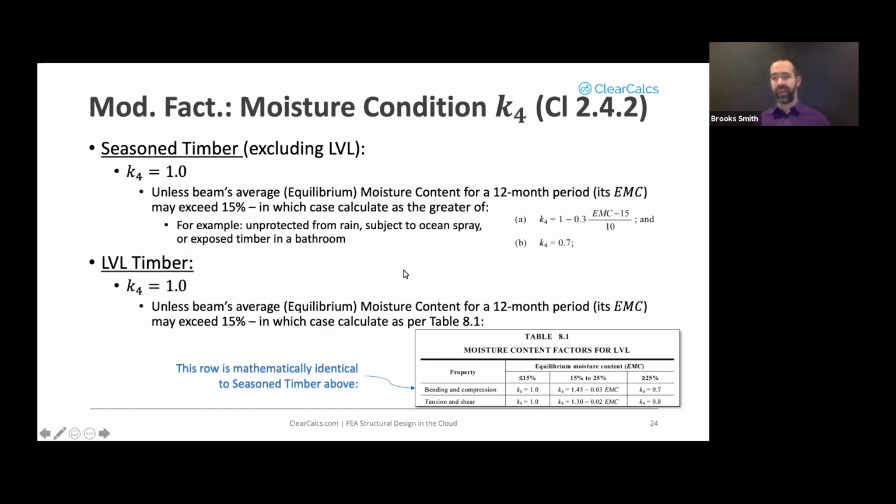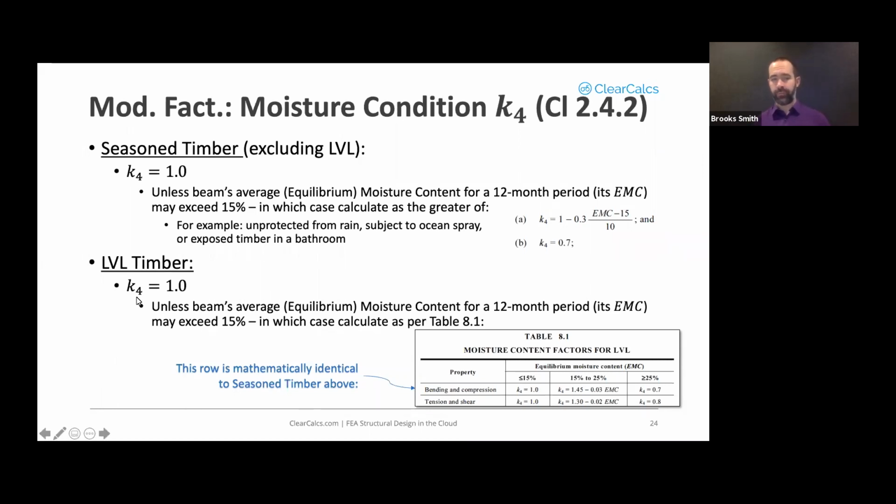Also, as a note with this, you can't count on Cabothane or polyurethane or any other sealant here. You are supposed to assume that your users are not maintaining the timber. You're supposed to assume that the residents of your building are just going to leave it as is. So this should take into account the native properties of the timber, not any post-installation treatments.